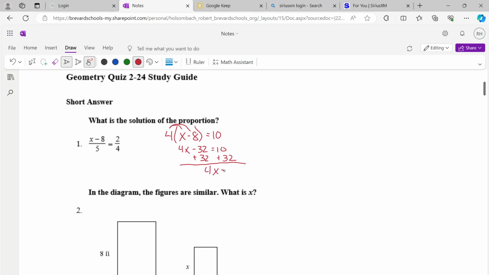So 4x is equal to 42. Then divide each side by 4. And x is 10.5.